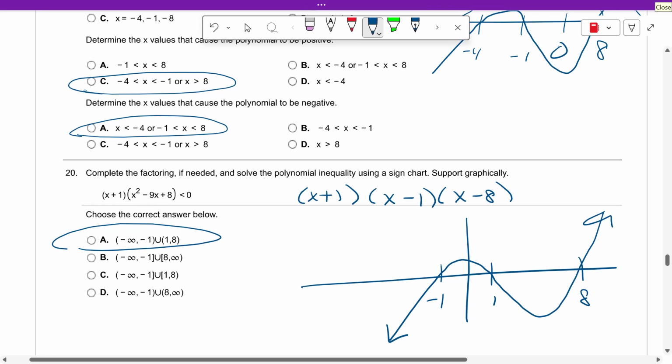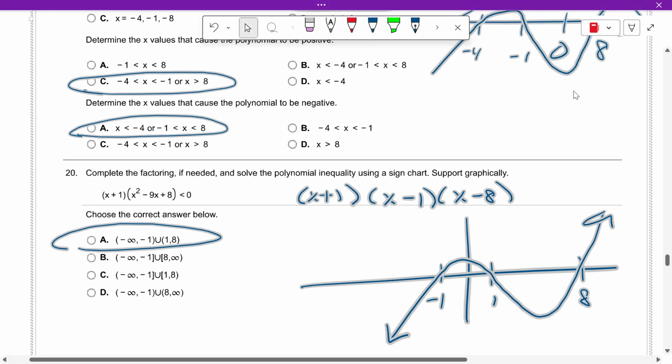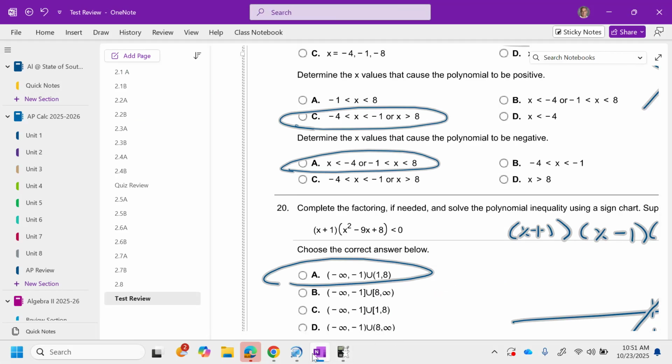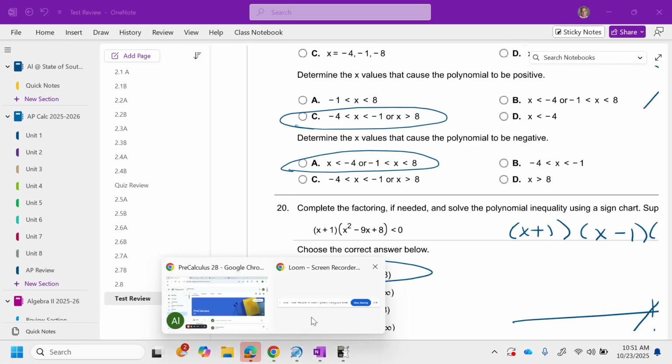So, be ready for this. Take this practice test a couple times. You still have 20 minutes, 25 minutes almost to work on this. So, work on this. Practice. Do the problems that you don't understand. Make sure you get those down. Make sure your graphing calculators are charged for tomorrow.